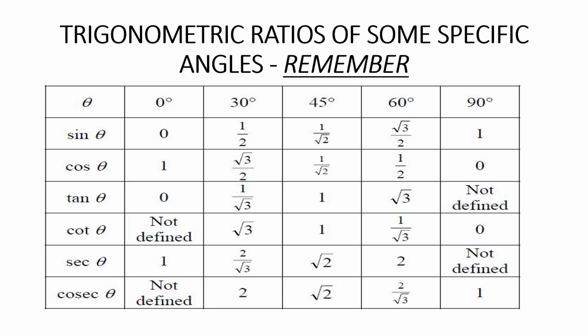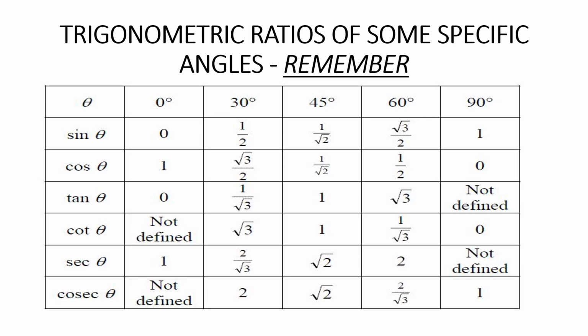Same way cot is opposite or inverse of tan. So again 1 upon 0 is not defined. So cot 0 degree is not defined. Cot 30 degree is root 3, 45 is 1, cot 60 degree is 1 upon root 3. Sec is 1 upon cos. So sec 0 degree is 1, sec 30 degree is 1 upon root 3 by 2 or 2 by root 3. Sec 45 degree root 2, sec 60 degree 2 and sec 90 degree not defined.